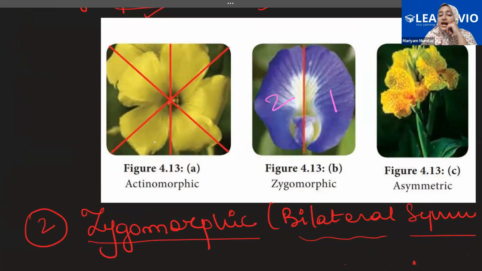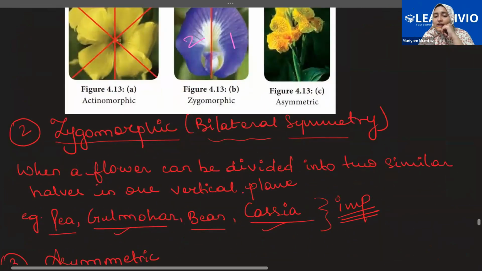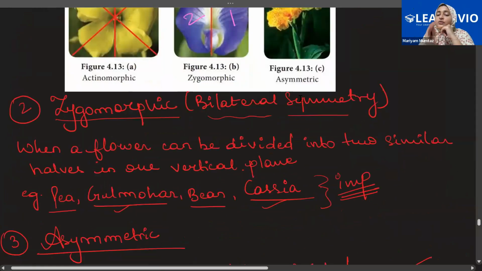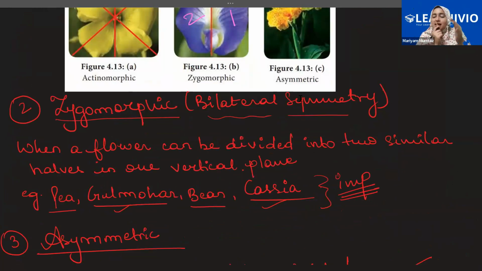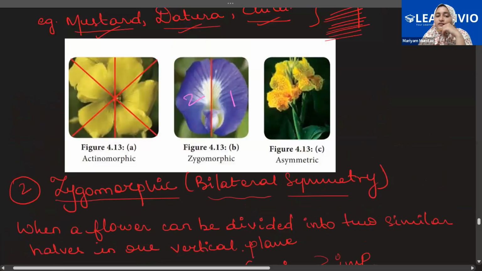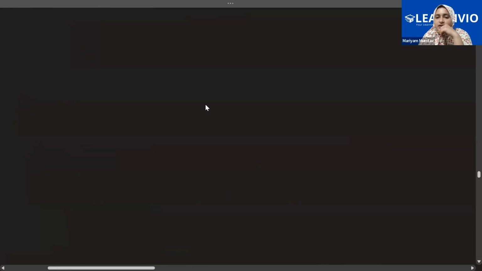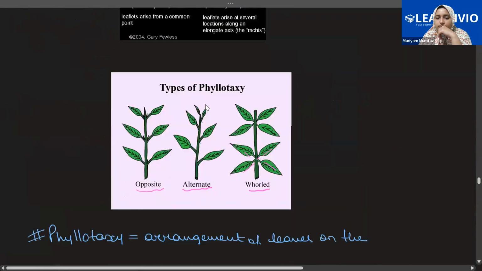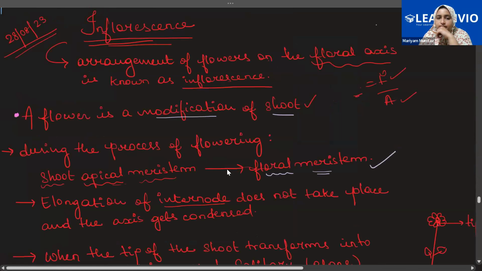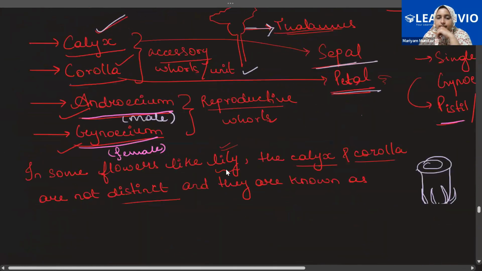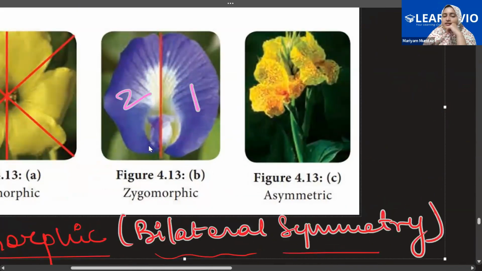Now, zygomorphic is equivalent to bilateral symmetry, meaning when you divide a flower in one plane passing through the central axis, it will give you a left part and a right part. Just like if I ask you to divide yourself, how would you cut yourself? Exactly, you will cut it like this, and you'll say there is a left half and a right half. The same goes for the flower. See, the second situation is zygomorphic. You see, this is a pea flower.